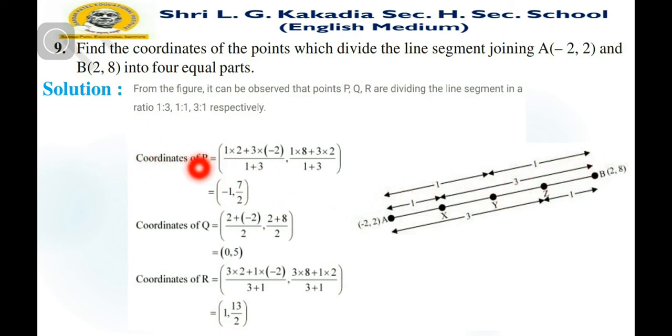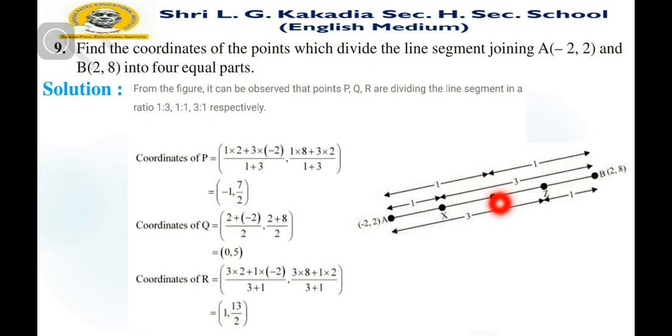So the coordinate of P, that is m1 x2 plus m2 x1, that is 1 into 2 plus 3 into minus 2 upon 1 plus 3, as well as m1 y2 plus m2 y1, that is 1 into 8 plus 3 into 2 upon 1 plus 3, that is minus 1 comma 7 by 2.